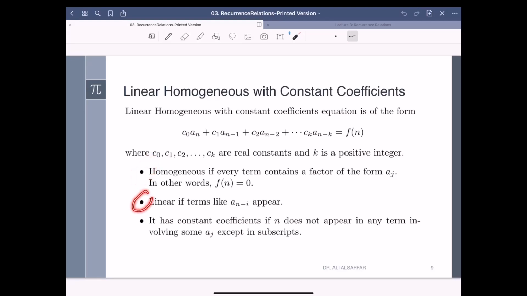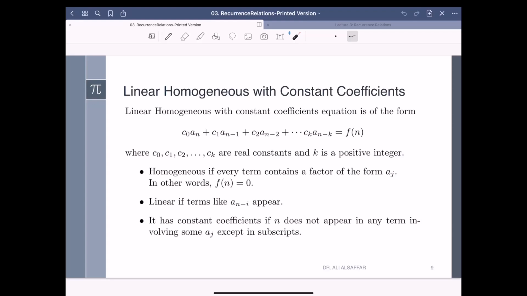Second, it should be linear. Third, it should have all its coefficients constants. We write it in a standard form as explained in the previous example, and this is the standard form of the recurrence relation. You have subscripts, you order them from largest to smallest, and make sure that the first subscript is n, and these are the coefficients, the numbers you multiply by each an.